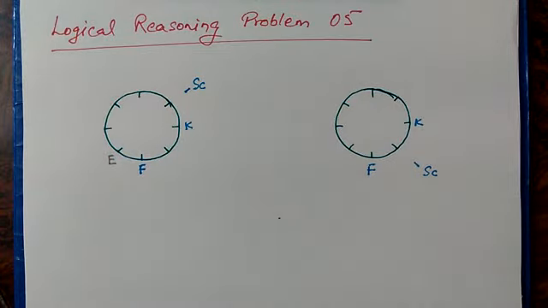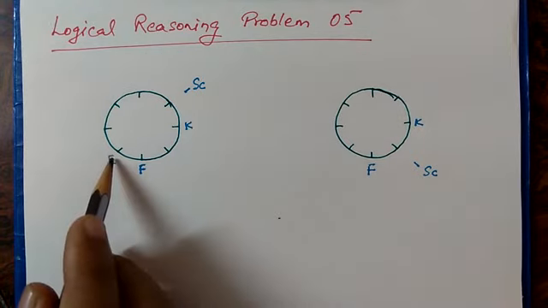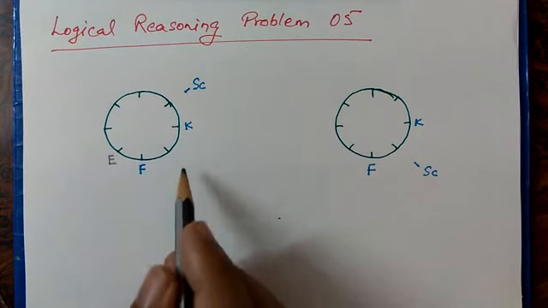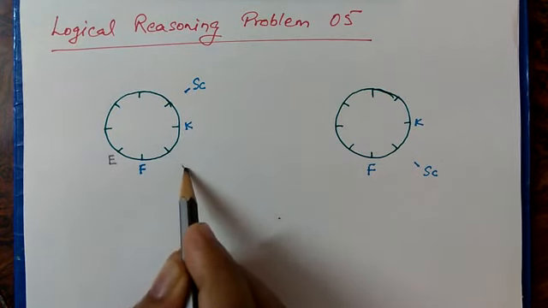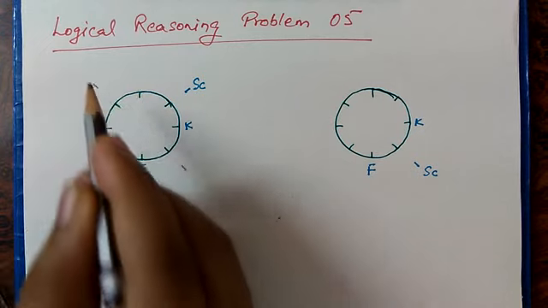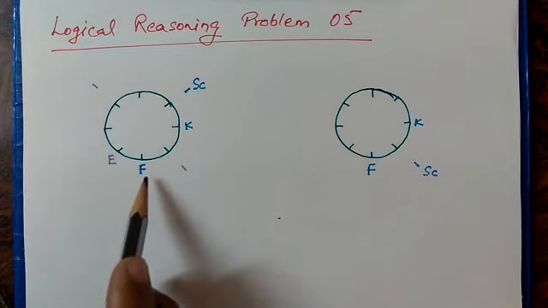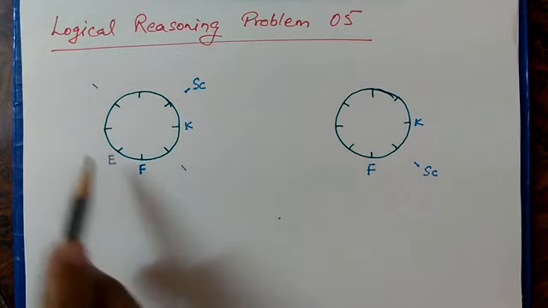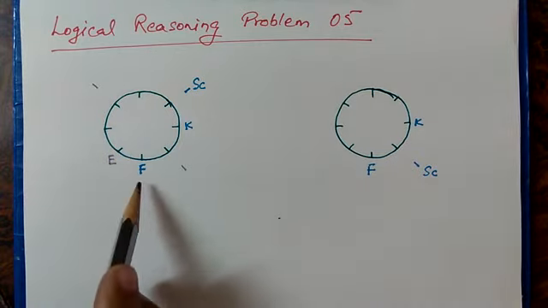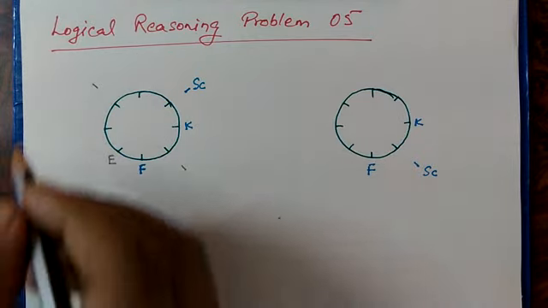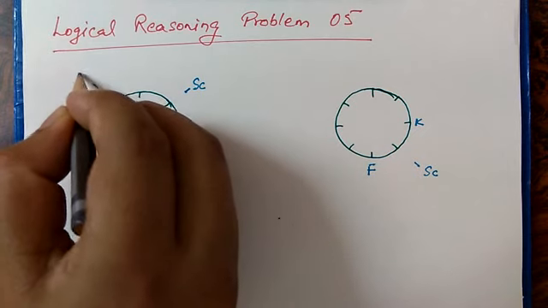The fourth condition says only one person sits between the engineer and E. So if you look at the diagram, there are two possible spaces where we can put the engineer. We can put the engineer either here or here. So both positions fulfill the fourth condition, that there is only one person between E and the engineer, from here also and from here also. So arbitrarily let us put the engineer over here, ER.